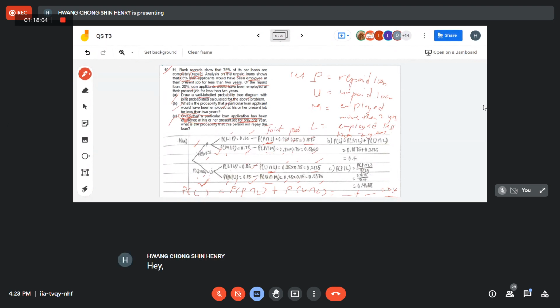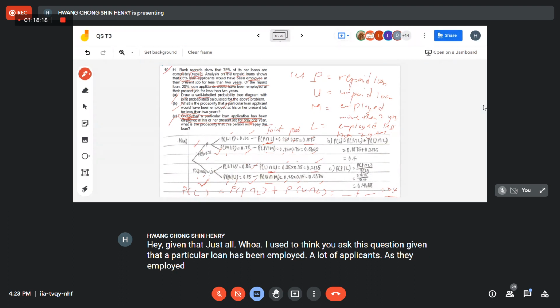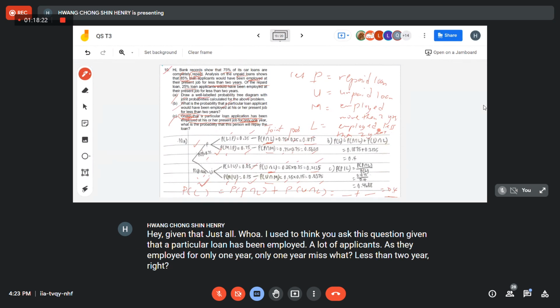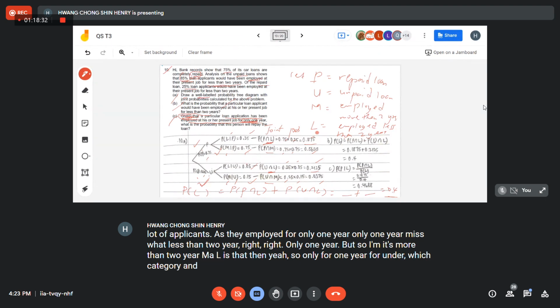Okay, given that just now, are you still there? You asked this question. Given that a loan applicant has been employed for only 1 year. Only 1 year means what? Less than 2 years, right? So M is more than 2 years, L is less than 2 years. So only 1 year falls under which category? M or L? L, right?